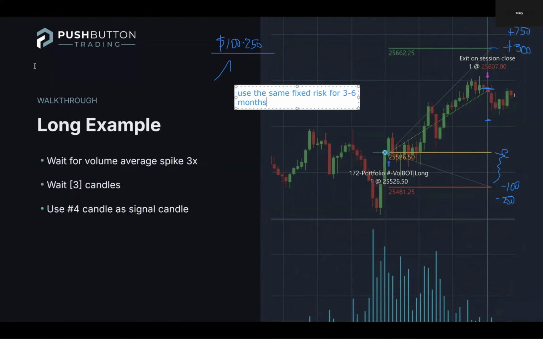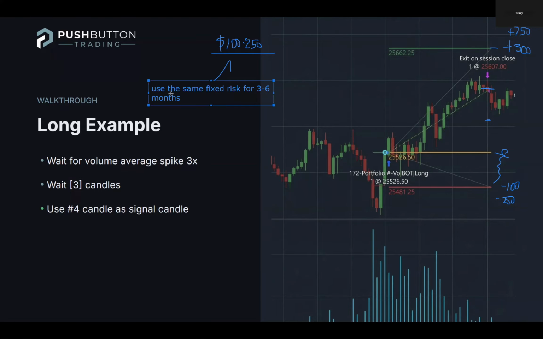Obviously, if you're struggling and you're using $250 and it makes you feel too anxious, then go down in size. That's it. It's pretty simple, right? Go down in risk size. So again, you want to use the same one for 3 to 6 months. You don't want to eeny, meeny, miny, mo, pick one of these numbers every time you make a trade.